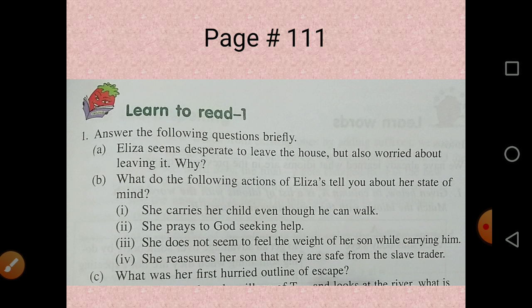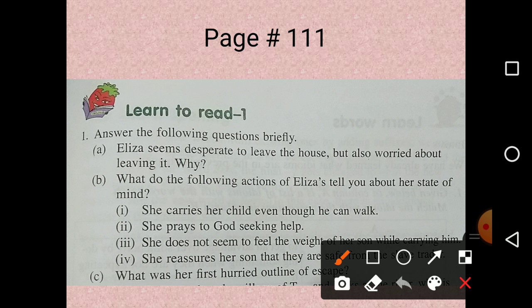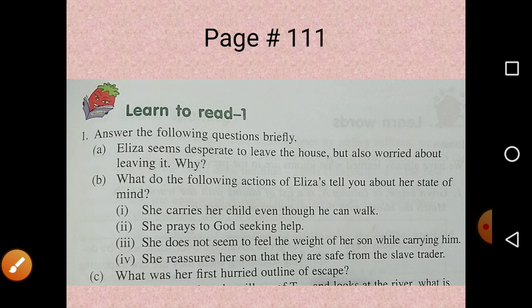Now, Learn to Read 1. Answer the following questions briefly. It's question number 1A. Eliza seemed desperate to leave the house, but also worried about leaving it. There are 2 parts. First part is saying that she was desperate to leave the house. It seemed that she wanted to leave the house, but while leaving the house, she was also worried. What was the reason?